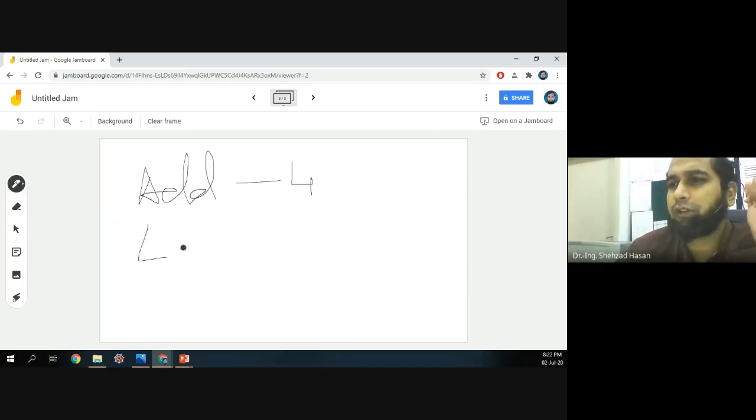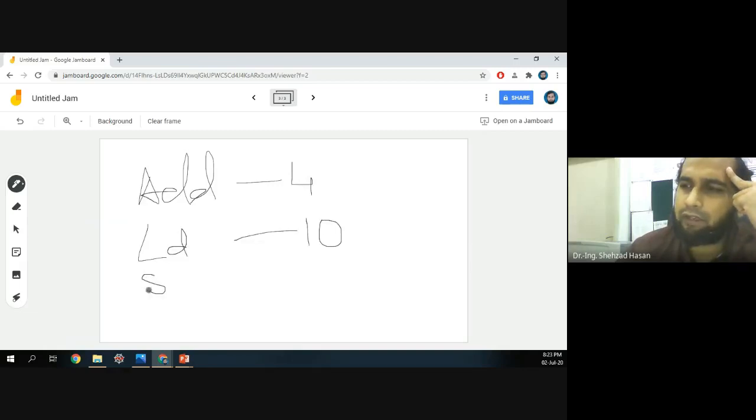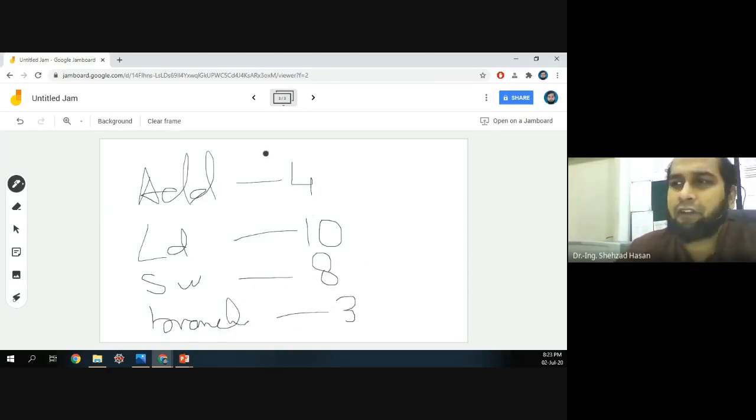The load instruction completes in say 10 cycles. The store instruction completes in 8 cycles, and say a branch instruction completes in 3 cycles. So these are the different timings of instructions.